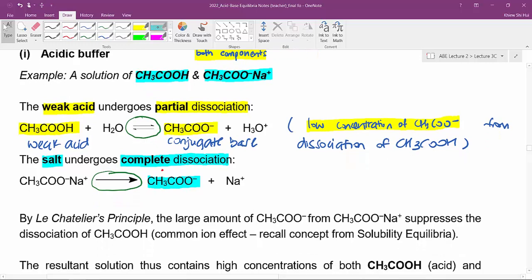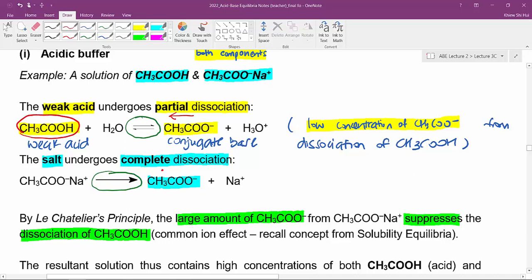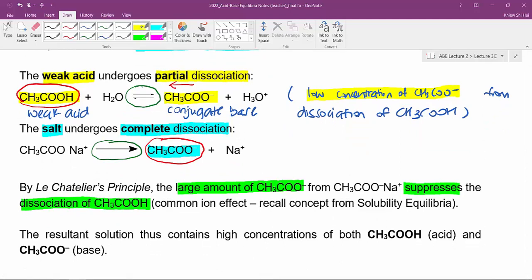Now, because of the presence of the CH3COO-, due to Le Chatelier's principle, the large amount of CH3COO- will suppress the dissociation of the weak acid, hence causing the position of equilibrium to lie towards the left for this dissociation, and you will have a large concentration of CH3COOH. The complete dissociation of the salt also results in a large concentration of CH3COO-. Thus, in the acidic buffer, you will have high concentrations of both CH3COOH and CH3COO-.